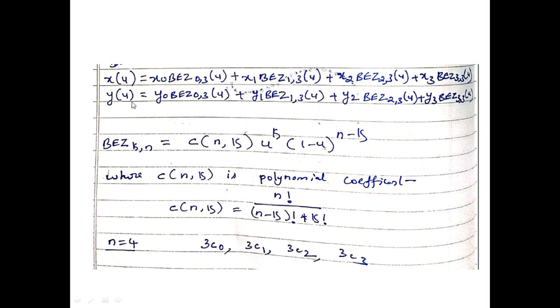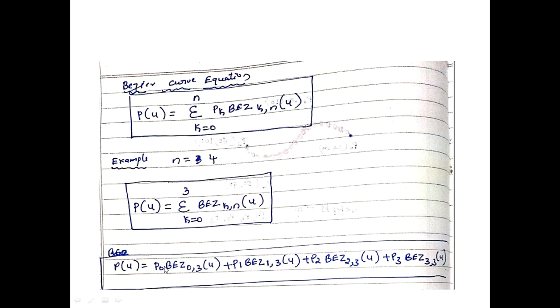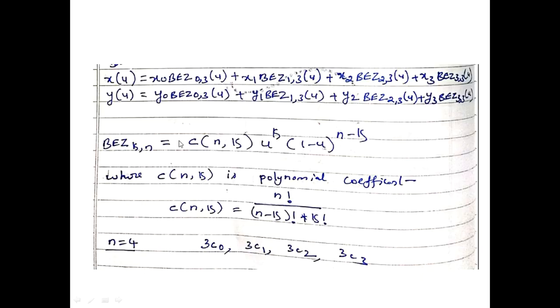Similarly, I am supposed to calculate y of u. If you want to calculate y of u, wherever P0 is there in the previous equation, here I substituted y0, y1, y2, y3. I want to stop up to y3 only because our control points start from P0 to P3. Because of this reason, I substituted y values from y0 to y3.